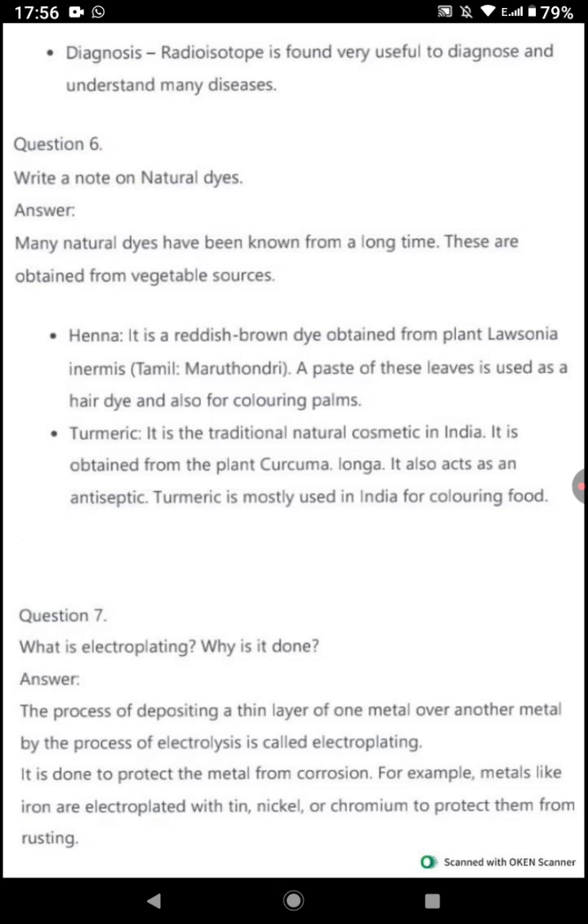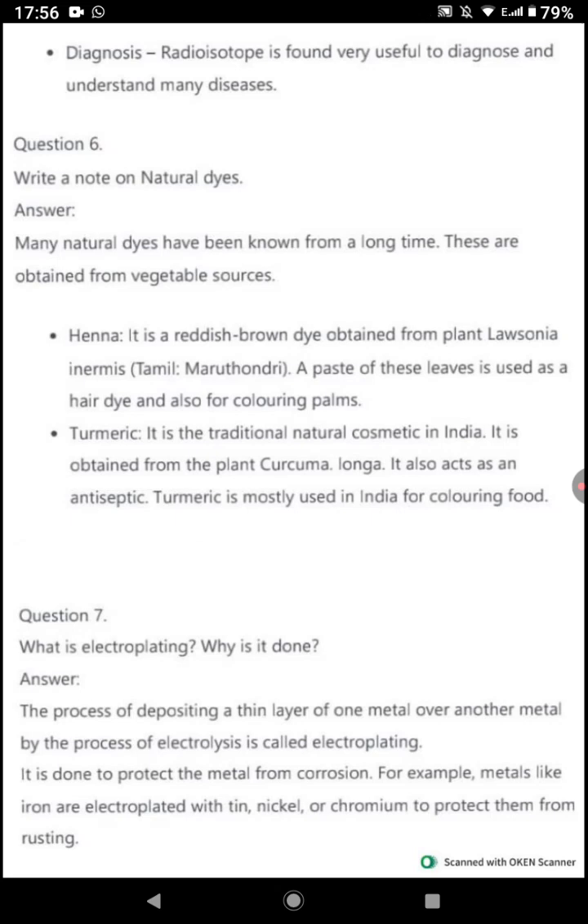Question 6. Write a note on natural dyes. Answer. Many natural dyes have been known from a long time. These are obtained from vegetable sources. Henna. It's a reddish brown dye obtained from the plant Lawsonia inermis, Tamil Marudhaani. A paste of these leaves is used as a hair dye and also for coloring palms.